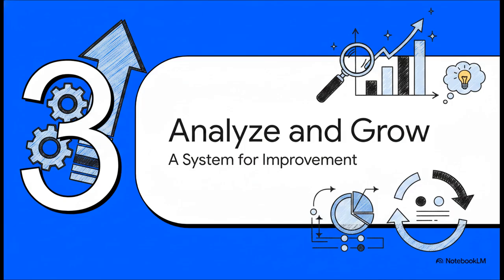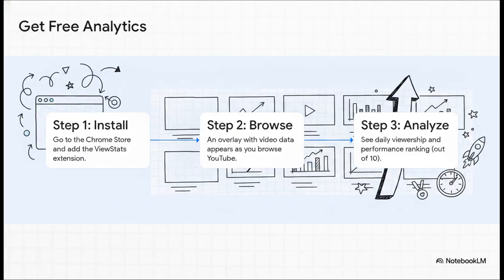All right, on to our final step. Step 3, analyze and grow. This part is all about creating a system that makes sure your channel is always getting better, always learning. It's about continuous improvement. One of the easiest wins here is a free analytics browser extension. You just add it from the Chrome store, and then as you're browsing YouTube, you'll instantly see this data overlay on every single video with daily view counts and a performance score for that channel. It's powerful data, right there on the page, no digging required.